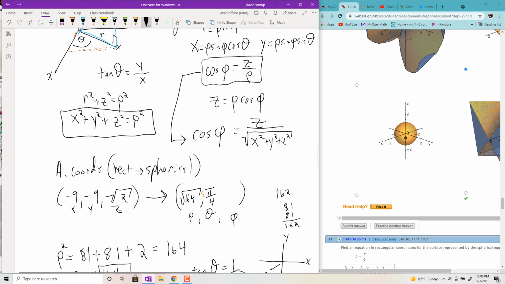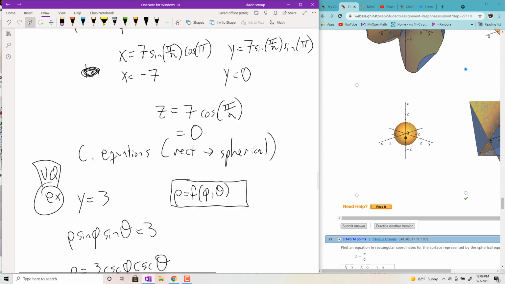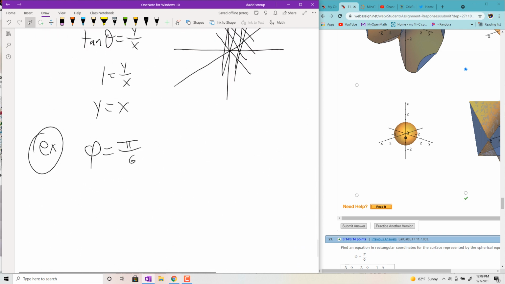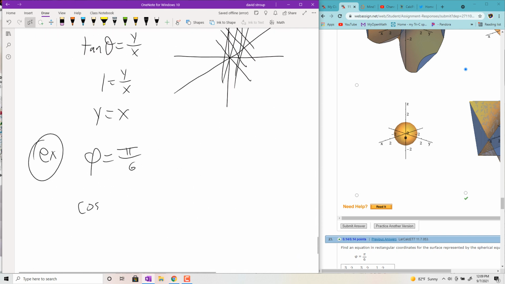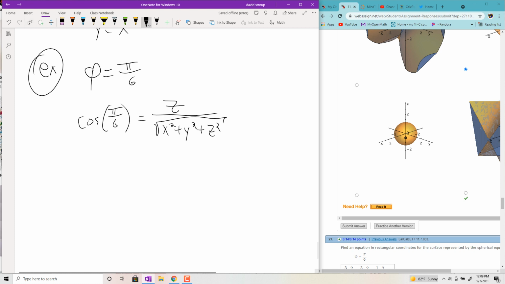Right with this guy, and then you'll be able to get it into x, y, and z. So cosine of phi, which in this case is pi over 6, equals z all over the square root of x squared plus y squared plus z squared. As you go through these, ideally you have the list of formulas in front of you, and you're just using those to convert. Okay, so cosine of pi over 6, of course, is 1/2.